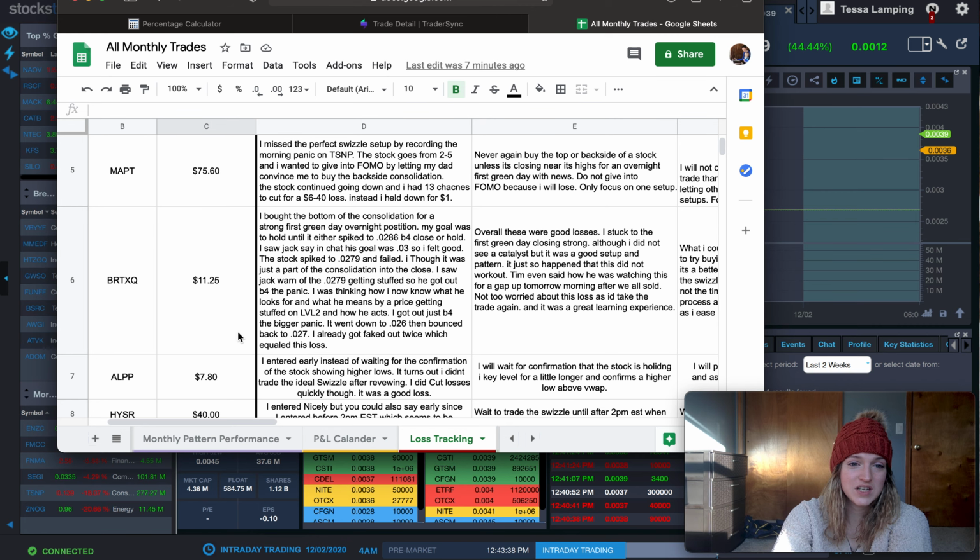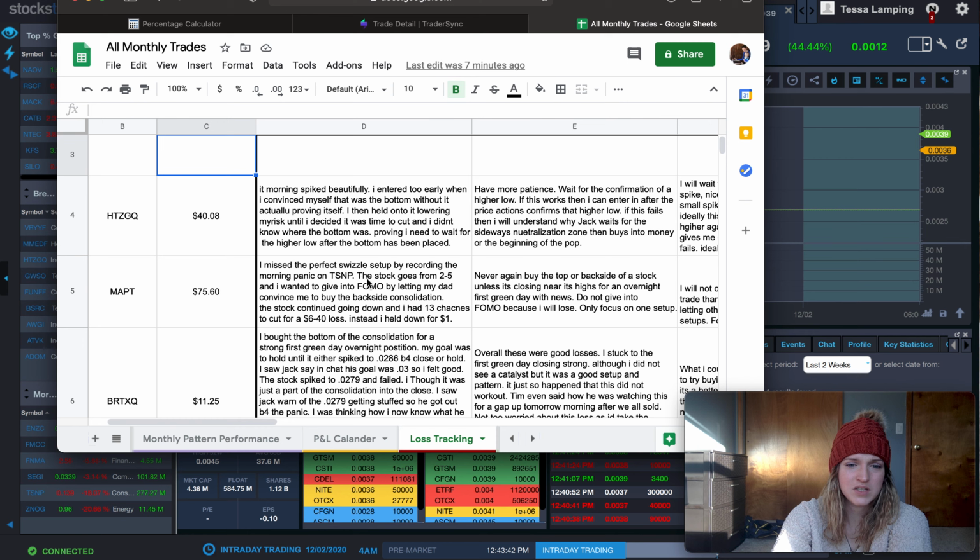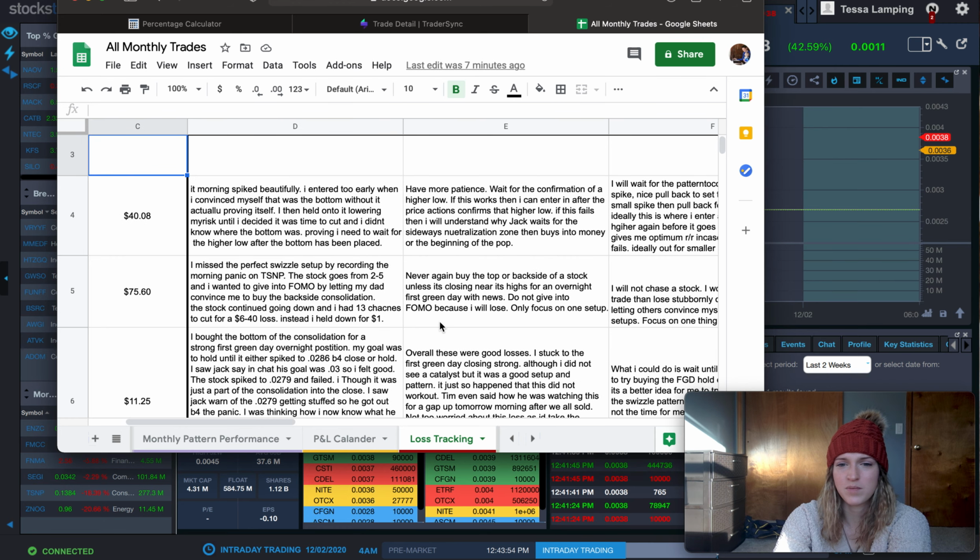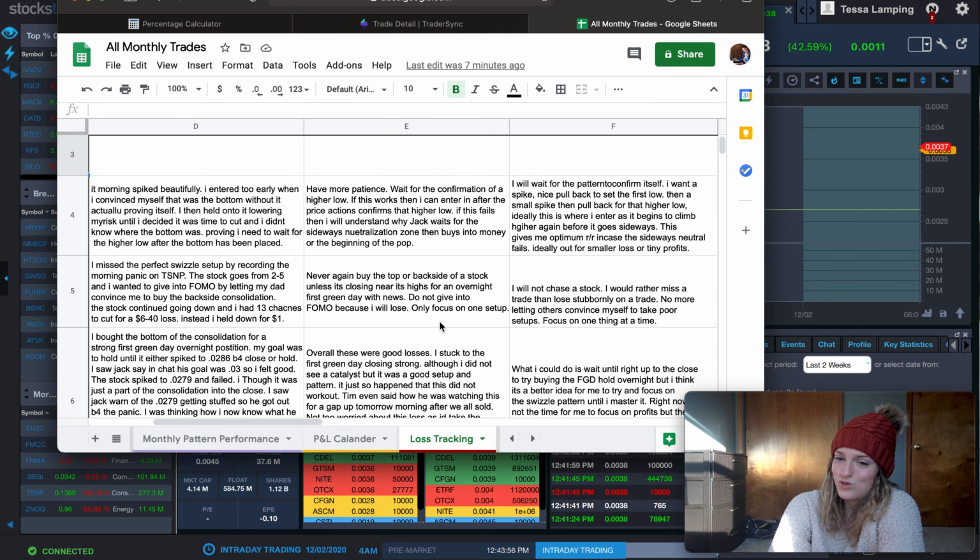So BRTXQ, oh, let's see, MAPT, yeah, I was talking about that one. That's where I bought it at the top. I missed the perfect swizzle. FOMO convinced me to buy the backside. I held for a loss. Never again will I buy the top or backside. Like I say, just don't do it. I knew better. I knew not to do it.